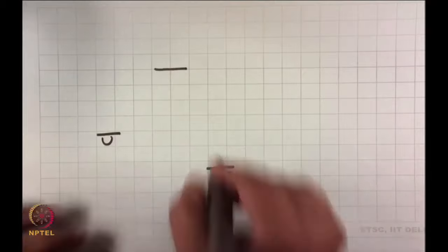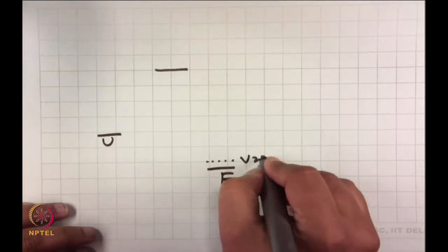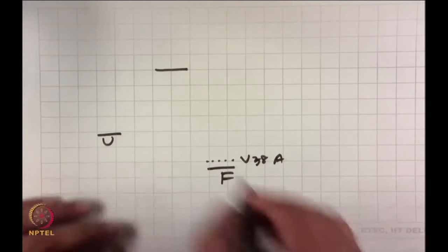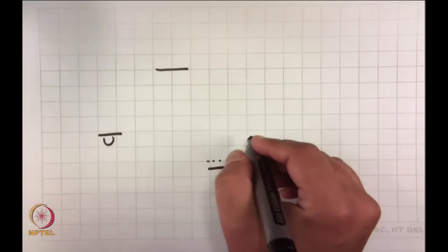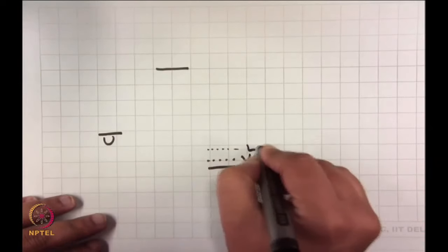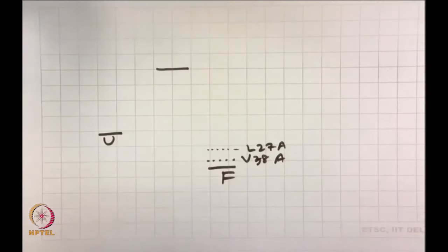Okay. So, maybe this is V38A. Now what has happened is, with L it is more destabilized. So then it would go here, L27A, right? Okay. Now, we do not know anything about the transition state yet, right, but let us look at the kinetics.